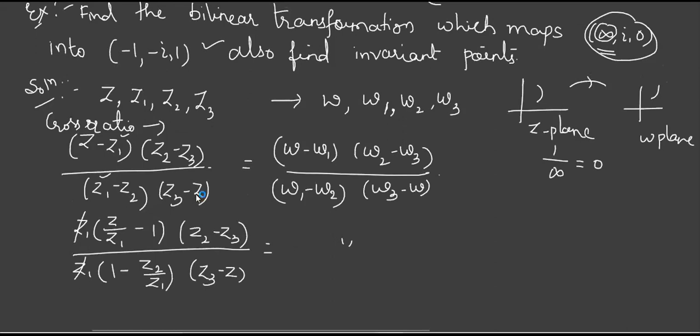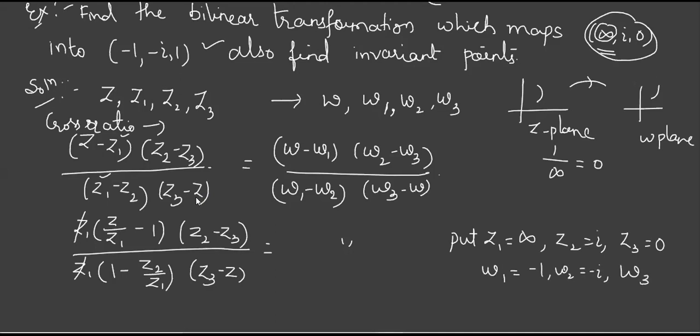Okay. Now what you do? Just see these points and do substitute. So you can just put, I'll just write it here. Z1 is infinity, Z2 is I, Z3 is 0. And what are these? These are the values of W. So W1 is -1, W2 is -I, and W3 is what? +1.